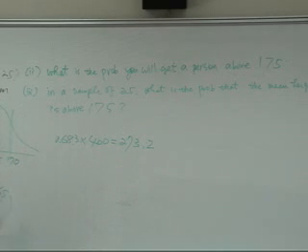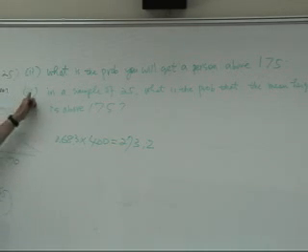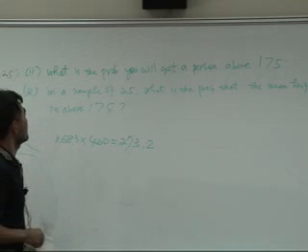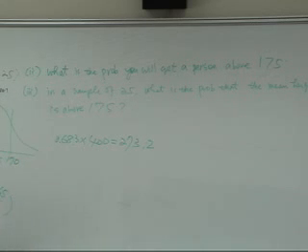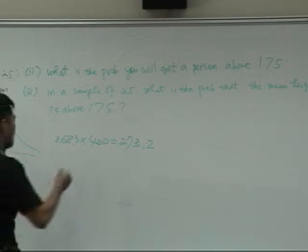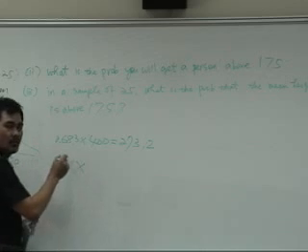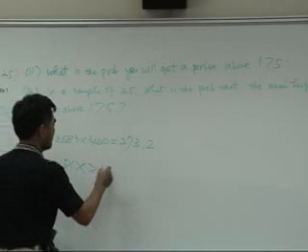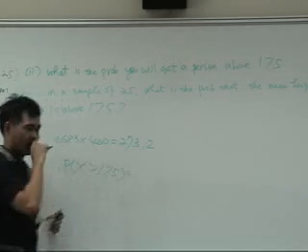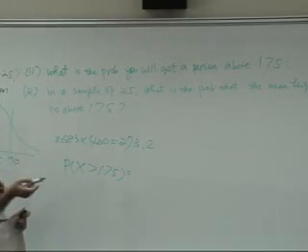Okay, we get to the last question. Oh, sorry, the second one. So what is the probability you will get a person that is above 175? The next one, the girl in yellow coat. P of x greater than 175, right? And so you want to convert x into z.